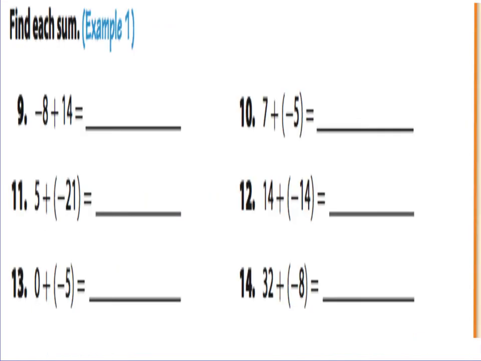Now let's actually try to use that absolute value plan. So here, the absolute value of 14 is 14, and the absolute value of negative 8 is 8. So I actually do 14 minus 8, which gives me 6. And since the positive number has the larger absolute value, my answer has to be positive.